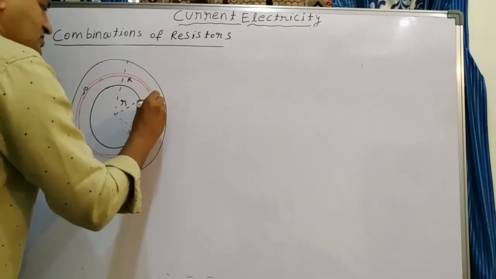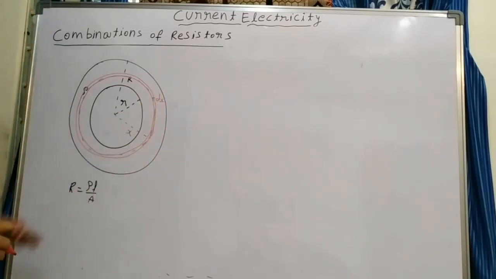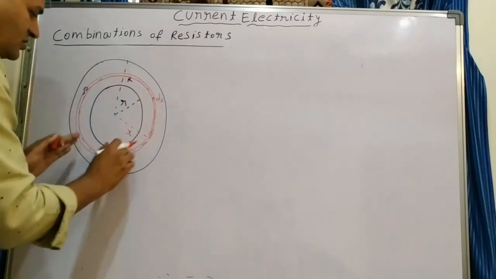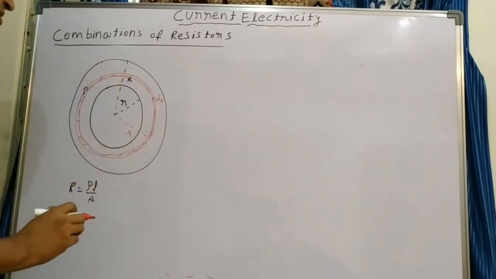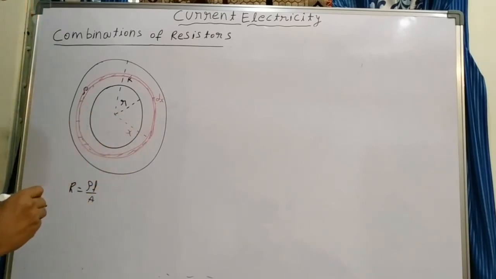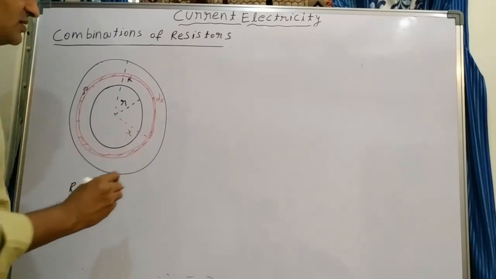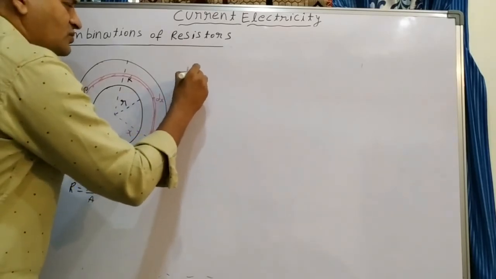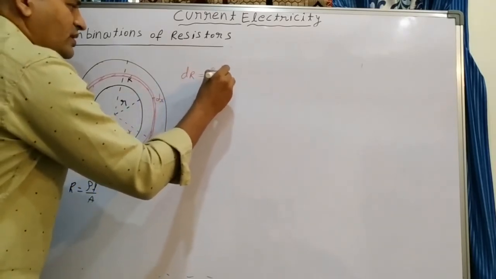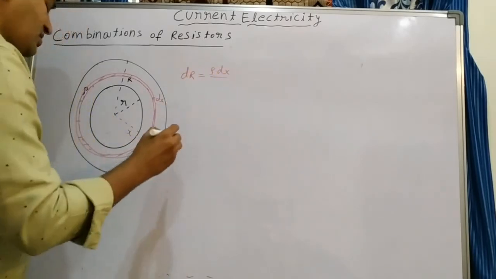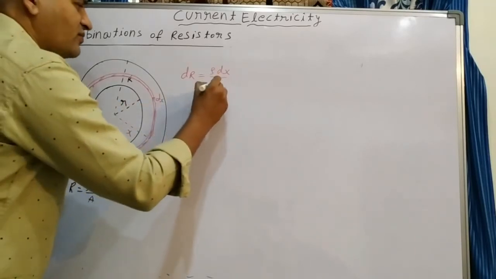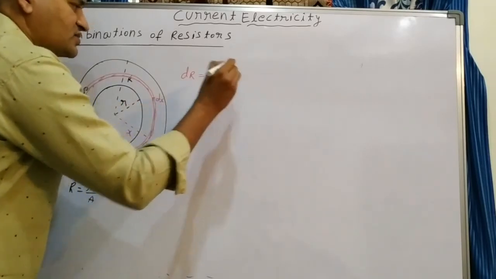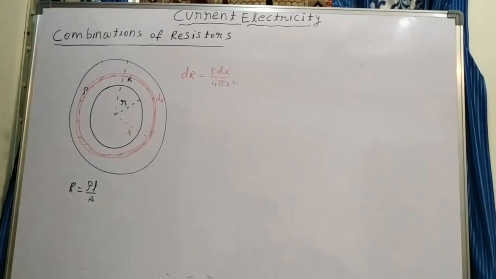This thickness is dx. Now what is the resistance of only this shaded area, or the sample we assume, which has thickness dx and distance from the center x, that is, the radius of the hollow sphere is x. Then resistance dR is equal to rho dx by area. Area is nothing but the surface area of the hollow sphere. The radius is x now, so you can write 4 pi x square, rho dx by 4 pi x square.